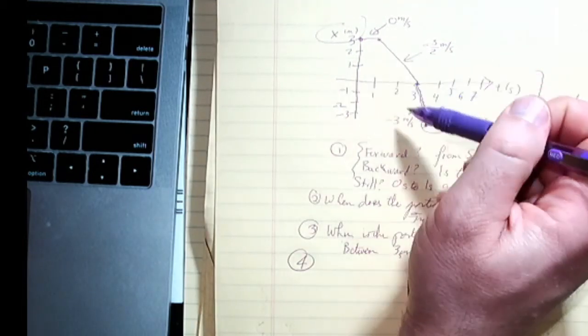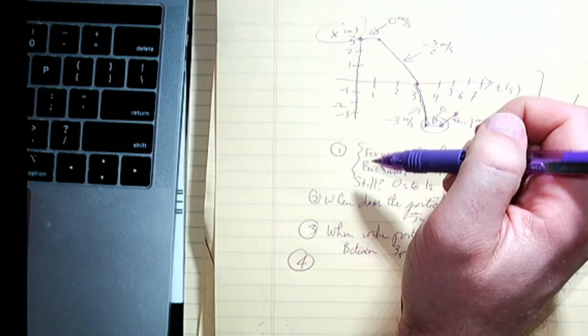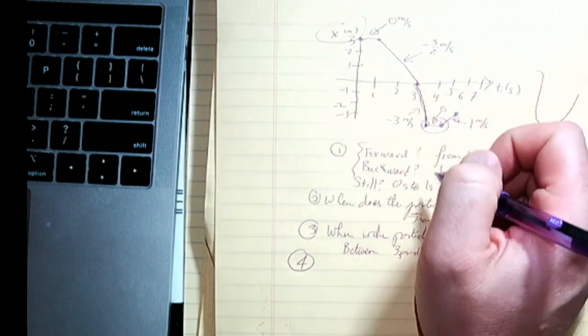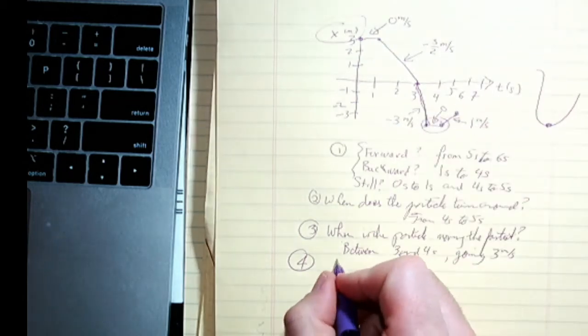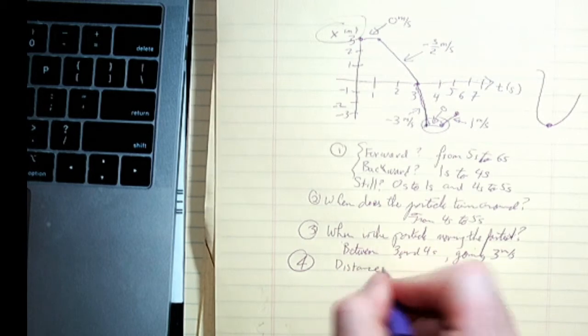Well, we started at 3 and went down to -3, so we traveled 6. And then we went back up to -2, so we traveled 7. So the distance is 7 meters.